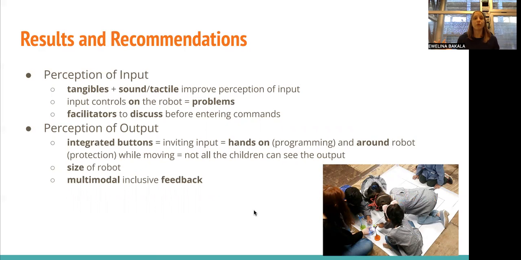And for example, sound and tactile clues should also be included to ensure that children with low vision or blind children can also perceive the input that is sent to the robot. We noticed that the input controls on the robot cause problems because everybody wants to touch them, and children are touching very fast.